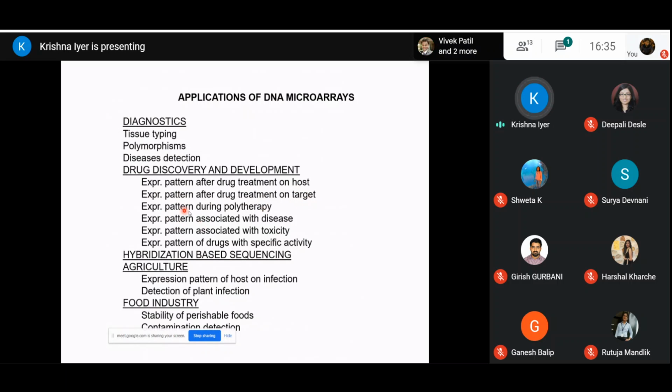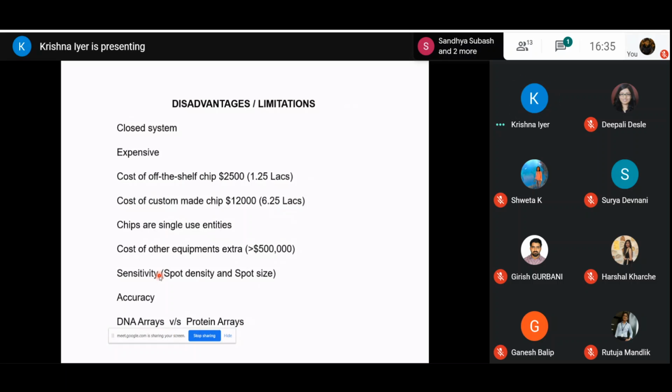You can do expression patterns during multiple therapy, associated with disease, associated with toxicity, patterns of drugs which have a specific toxicity. You can also use it in agriculture, in the food industry, you name it. Sky is the limit. But the problem is, you need to know something about the genome so that you can design the probe. So in that regard, it's what is called a closed system. Unless you have information of the gene, you cannot make a probe.